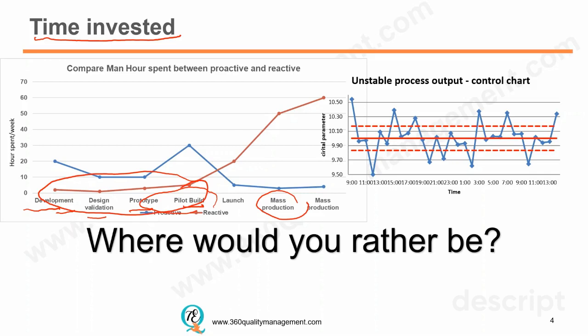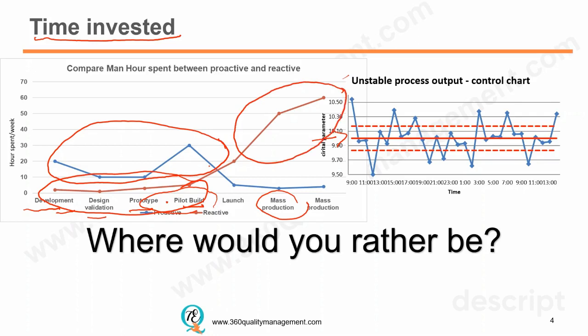your customers, you will potentially have a product like this that is unstable, and you will need to firefight every day, and your time spent will be according to the product's performance. That means it will be up and down according to this chart. Which would you rather be? Would you rather be proactive, spending more time upfront, or enjoy yourself and spend more time at the back end?